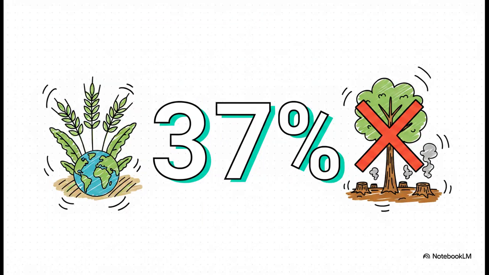Consider this absolutely staggering statistic: 37%. Right now, 37% of the entire world's land surface is used for agriculture. To create new conventional cropland, forests are frequently just cleared out, driving massive, habitat-destroying deforestation around the globe. We literally cannot keep expanding our footprint. We're running out of Earth.